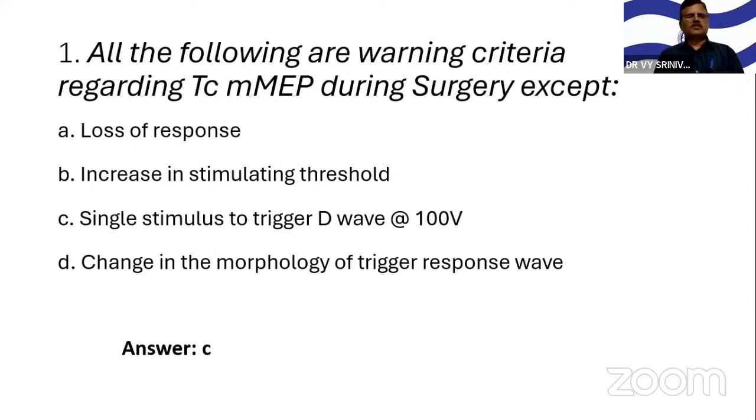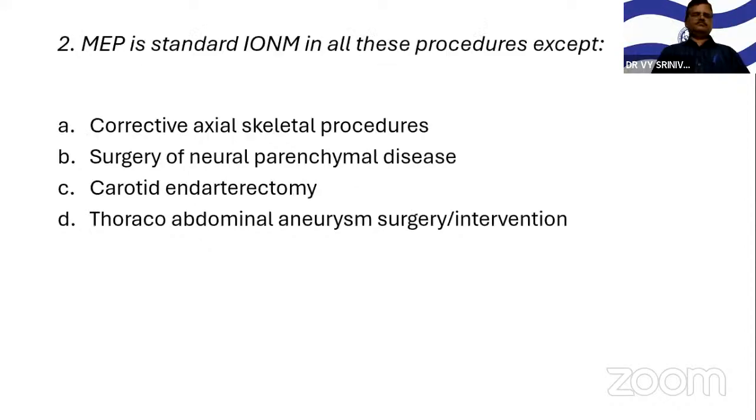Okay. Single stimulus to trigger D wave. But what is the correct voltage? Single stimulus to trigger the D wave is at what voltage, Vaishnavi? Sir, more than 200 volts. Yes, at least 200 to 400 volts. 100 volts is too little to trigger a D wave. Okay, next.